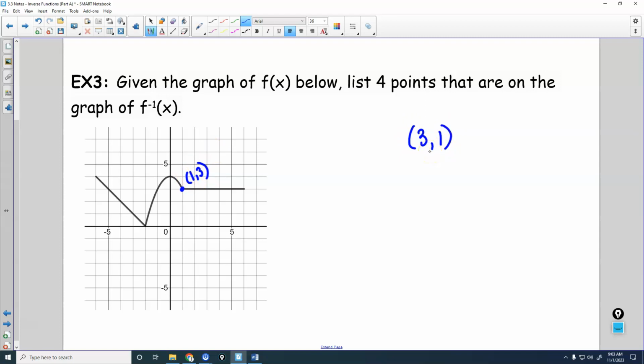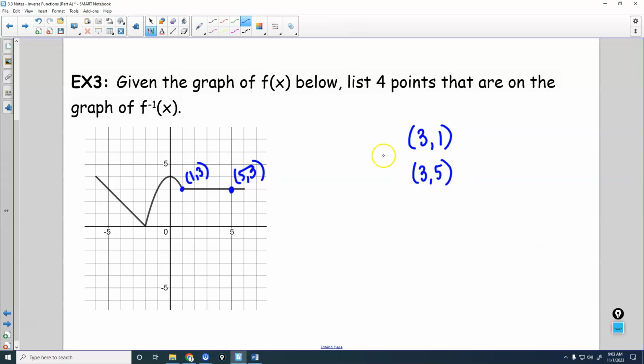What's another one? (3, 5). No, that's backwards. Hold on. So (5, 3) right here, right? Means that (3, 5) would be on the inverse.